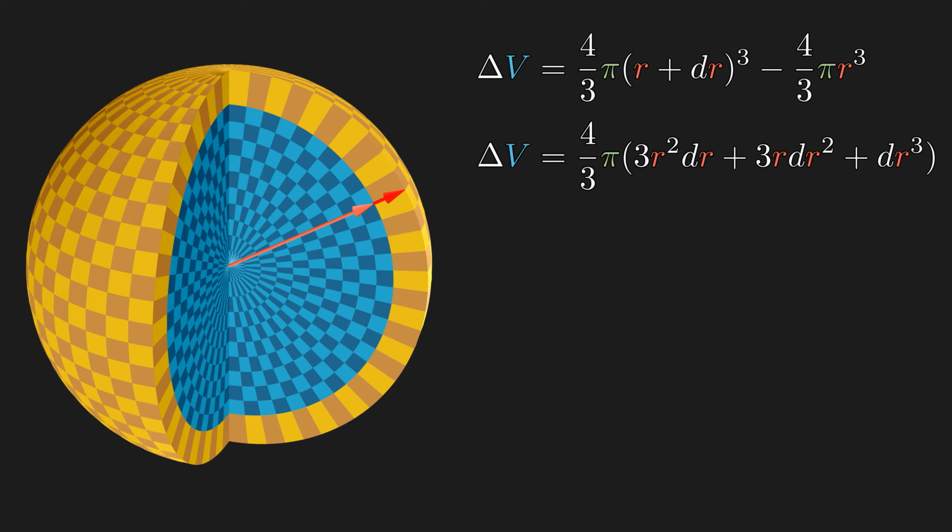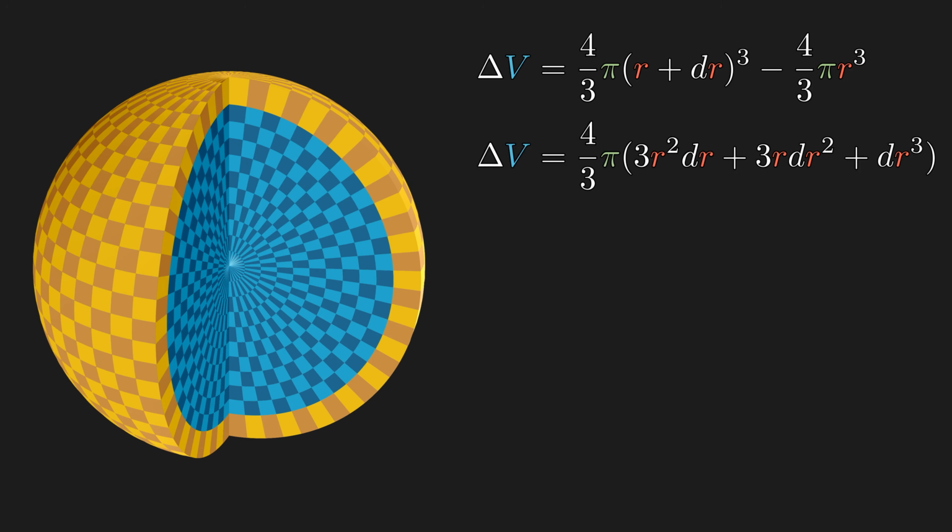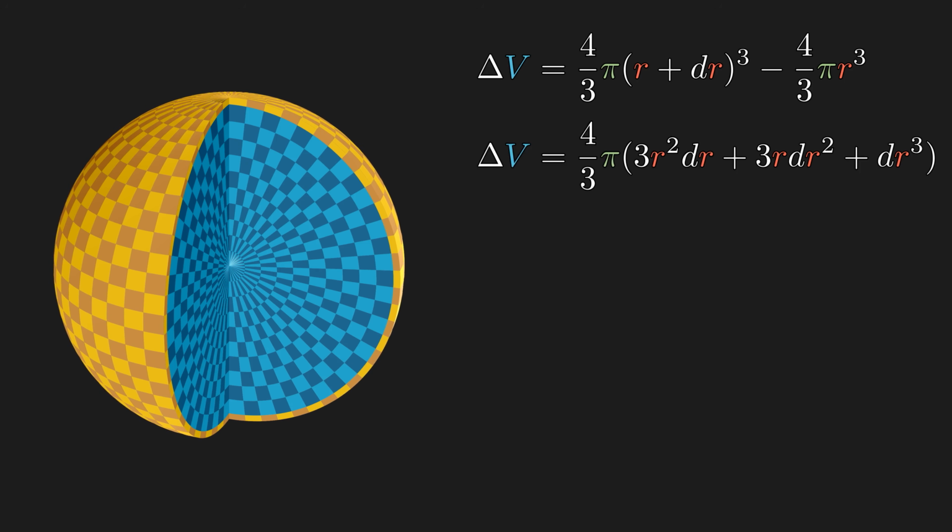The exact change in volume has quadratic and cubic terms with respect to dr. But if we make dr sufficiently small, then the quadratic and cubic terms become insignificantly small. Now, the quantity that we're interested in is the differential of V, which represents the local linear change in V with respect to a change in r.